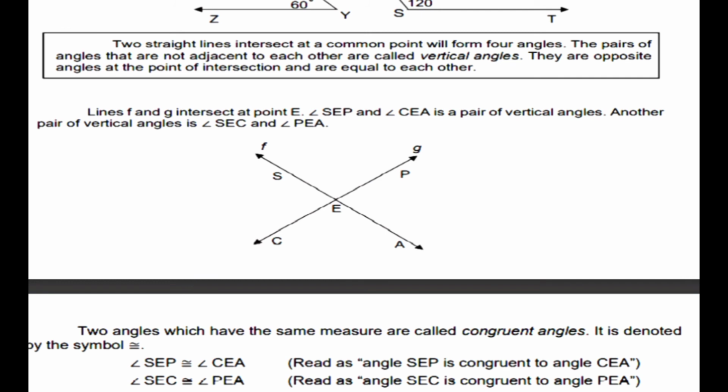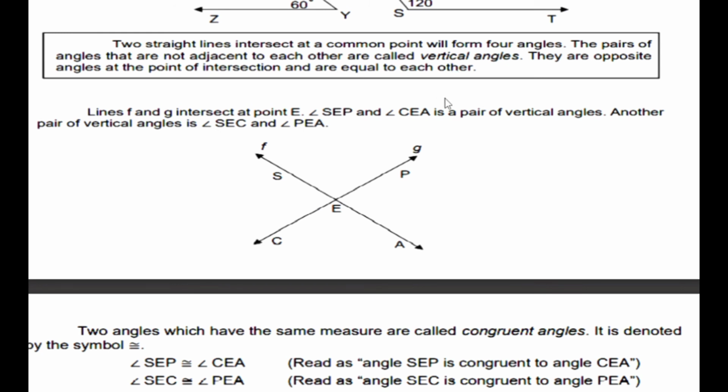Next one, we have vertical angles. Two straight lines intersecting at a common point will form four angles. The pairs of angles that are not adjacent to each other are called vertical angles. They are opposite angles at the point of intersection and are equal to each other.